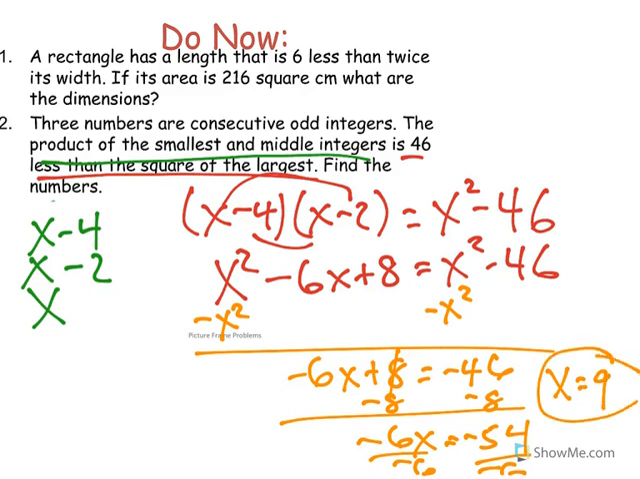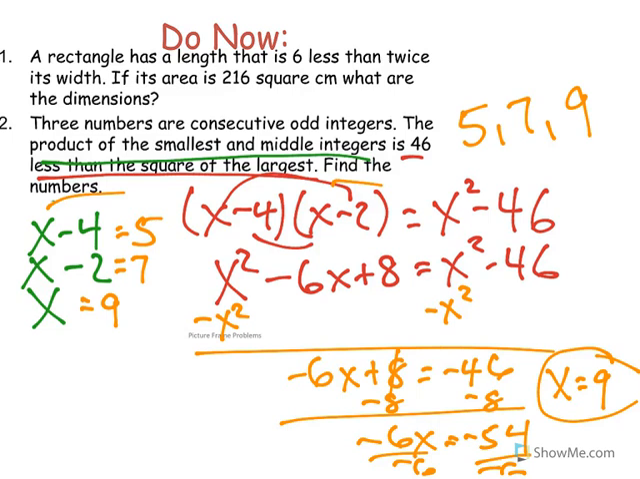So the question didn't say find the two pairs of solutions like we saw yesterday. It's telling you there's only going to be one solution, and if x is 9, well then 9 minus 2 is 7, and 9 minus 4 is 5. So the numbers we'd say are 5, 7, and 9. And we'd say the product of the smallest and the middle, which is 35, is going to be 46 less than the square of the largest.